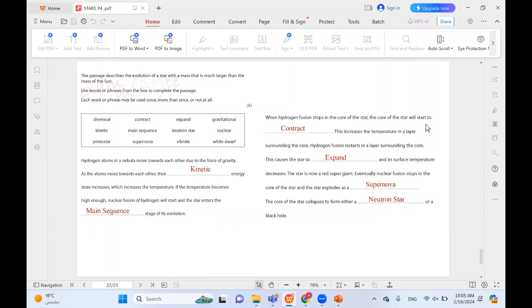When hydrogen fusion stops in the core, the core of the star will start to contract. This increases the temperature in a layer surrounding the core, and hydrogen fusion restarts in a layer surrounding the core as well. This causes the star to expand, and the surface temperature decreases. The star is now a red supergiant. Eventually, nuclear fusion stops in the core, and the star explodes as a supernova, leaving behind a neutron star or a black hole. So you should be aware of this process.